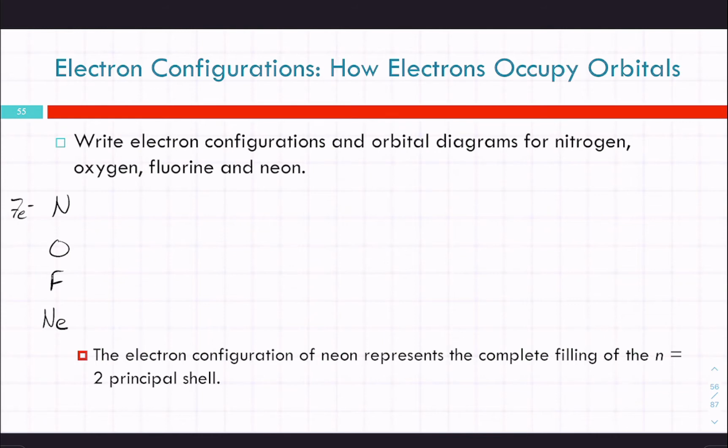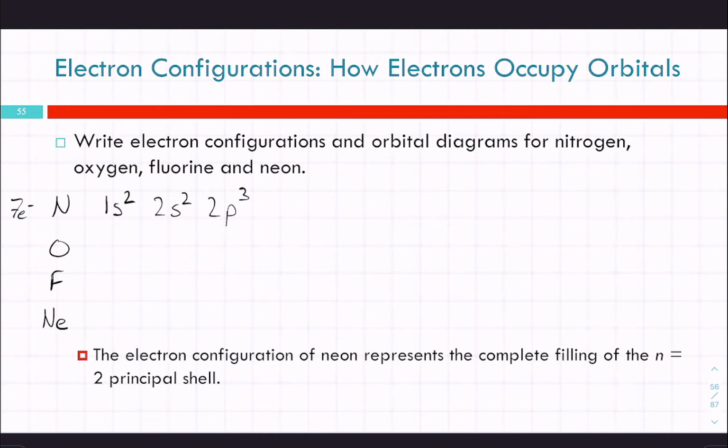We always start at 1s. So we have 1s2. We've used 2 of our 7 electrons. And then our next orbital is going to be 2s. So 2s2, and again, it only gets 2 electrons. Now we've used 4 of our 7 electrons. And our next orbital is going to be 2p, and we're going to put our last 3 electrons into that orbital. So that would be the electron configuration for nitrogen: 1s2 2s2 2p3.